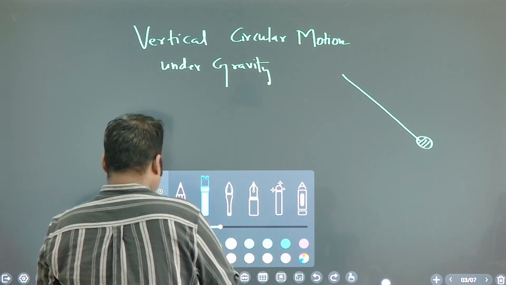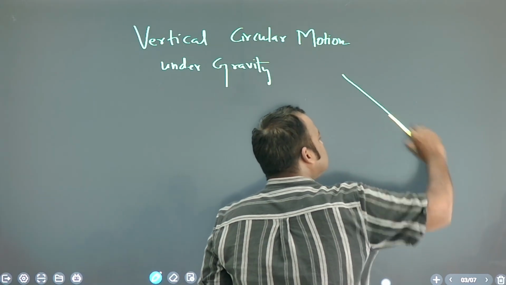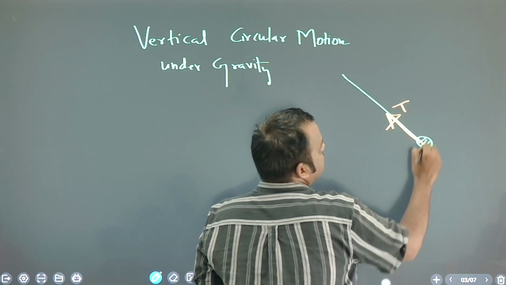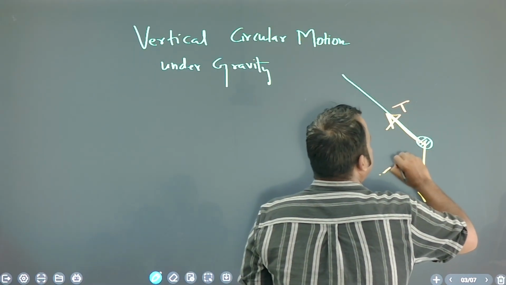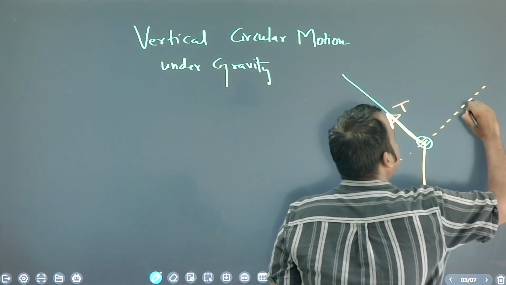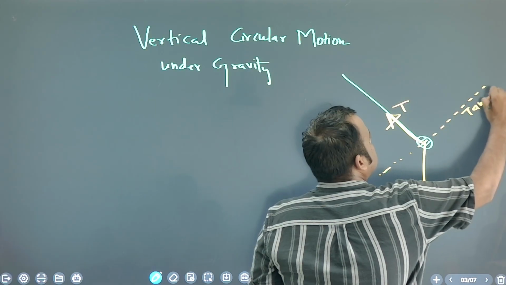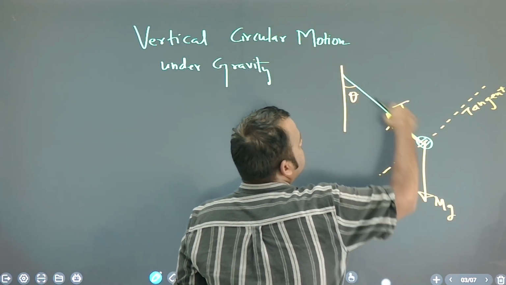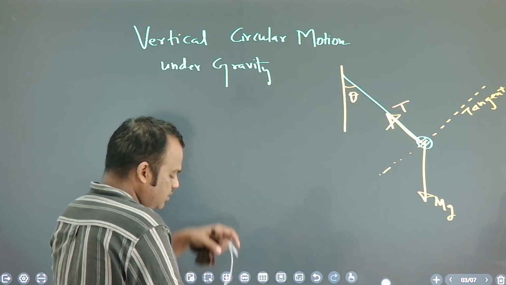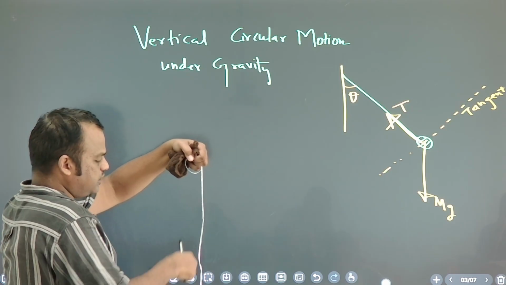So tension is acting towards center. This is tension. Mg is acting downward, and this is tangential. This is tangent. Then the string is making theta with vertical. Like when it is vertical, what is the angle with vertical?